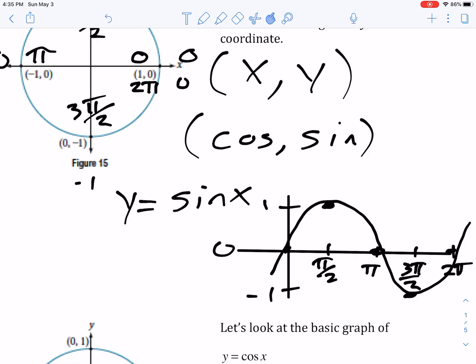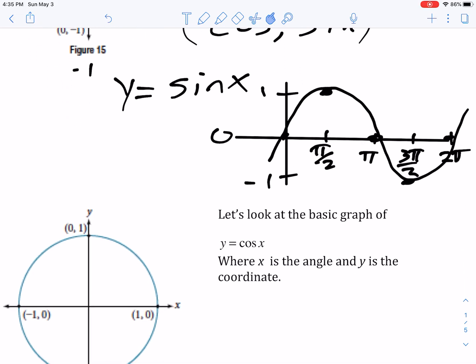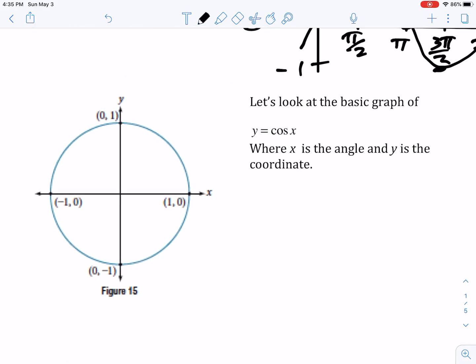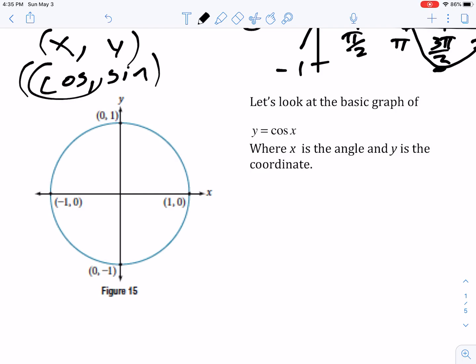Okay, let's look at what this would look like for the cosine of x. Now, when we have our coordinates, x, y, we have cosine and sine. So now we're looking at the cosine, the x value. So here, when we have y equals cosine of x, this x value is actually an angle. That's the angle. The y value would be the coordinate. So we're looking at this.